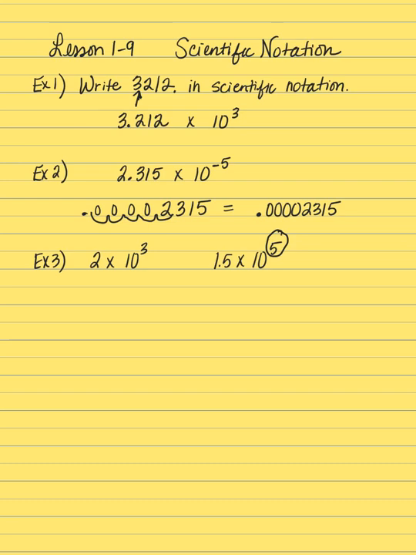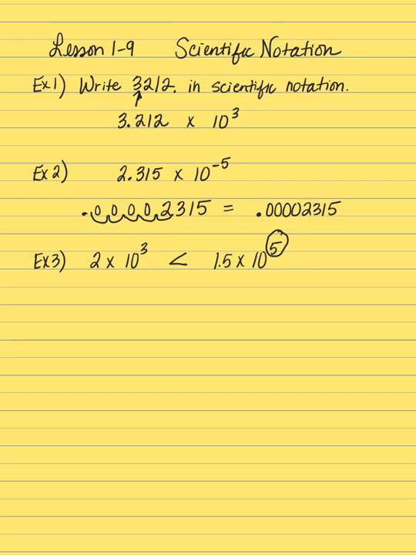So because the power 5 is bigger than the power 3, then 2 times 10 to the 3rd is less than 1.5 times 10 to the 5th. Even though 2 is clearly bigger than 1.5, that does not matter. It matters about the power, the exponent that's on 10.